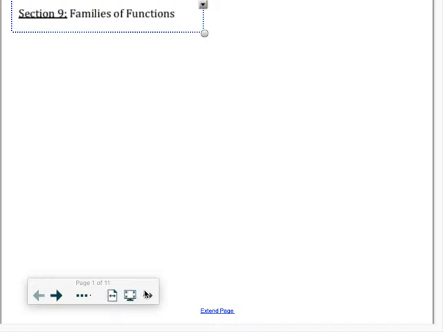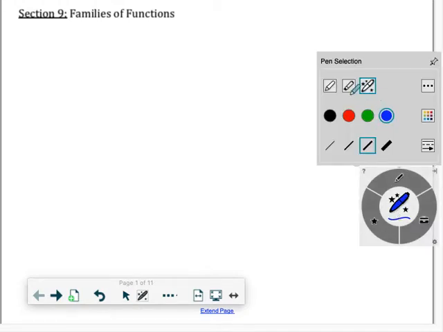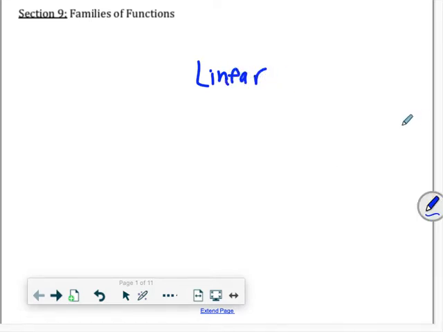So we have the linear graph. What equation are we familiar with for the linear graph? What does it look like? Okay, so that format we are familiar with. Good. Y equals mx plus b.